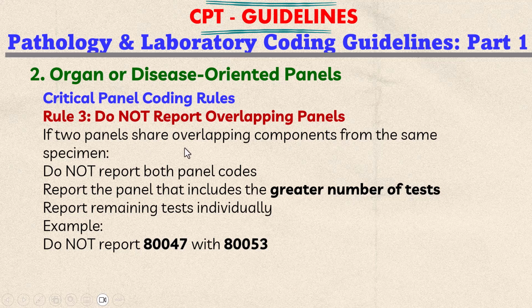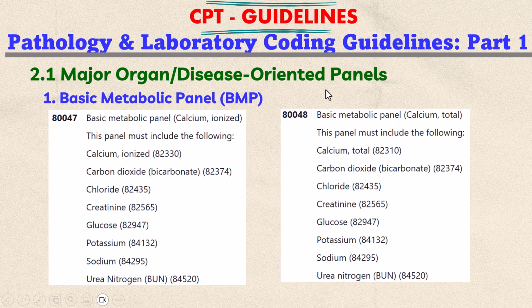If two panels share overlapping components from the same specimen, do not report both panel codes. Report the panel that includes the greater number of tests and report the remaining tests individually. For example, do not report 80047 with 80053. There are almost 10 panels available. Let's check one by one.